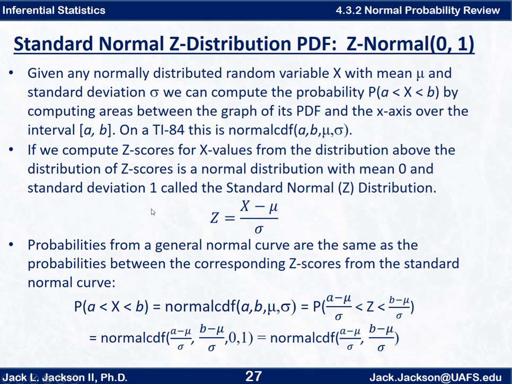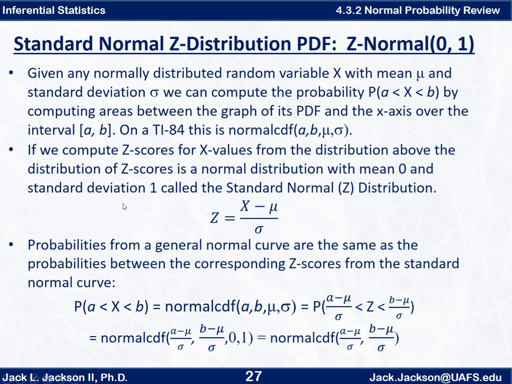Now, given any normally distributed random variable x with mean mu and standard deviation sigma, we can compute the probability that x is between a and b by computing areas between the graph of its PDF and the x-axis over the interval a to b. Luckily, we have shortcuts for this built into things like calculators. For example, on a TI-84, that's given by the command normalcdf(a, b, mu, sigma), where you put in the appropriate numbers for these 4 parameters.